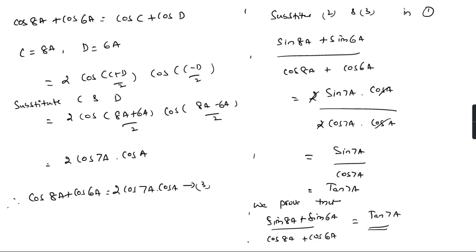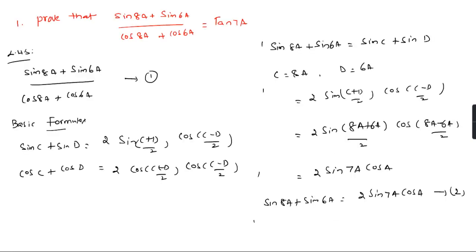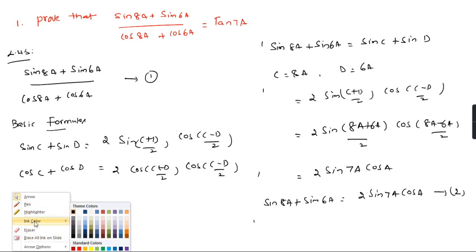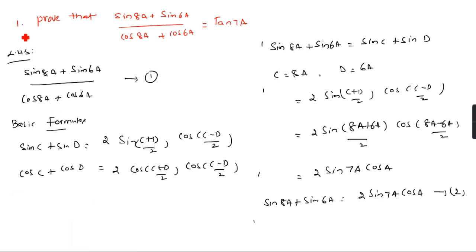So just we recall that problem. Here we need to prove that (sin 8a + sin 6a) / (cos 8a + cos 6a) is equal to tan 7a. For that, first we take the LHS, which is (sin 8a + sin 6a) / (cos 8a + cos 6a). So the basic formulas are these.